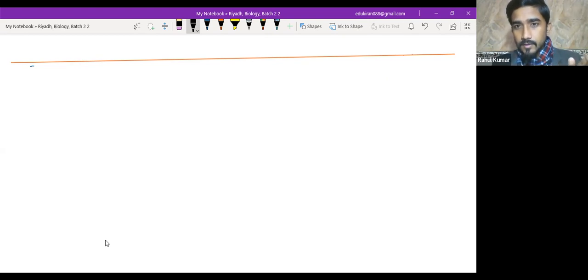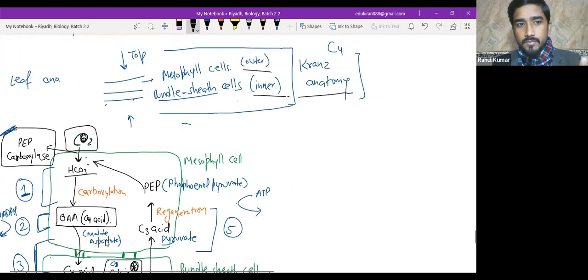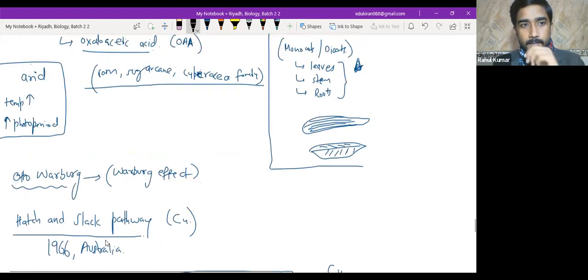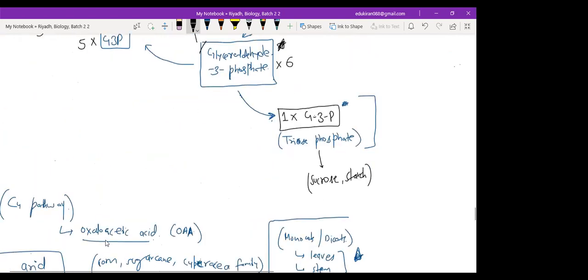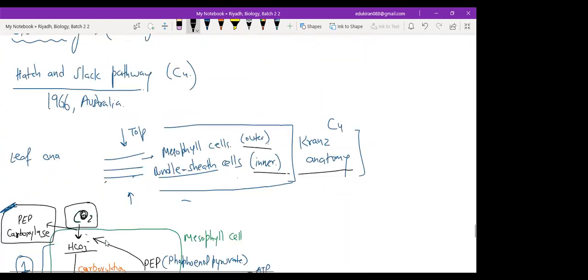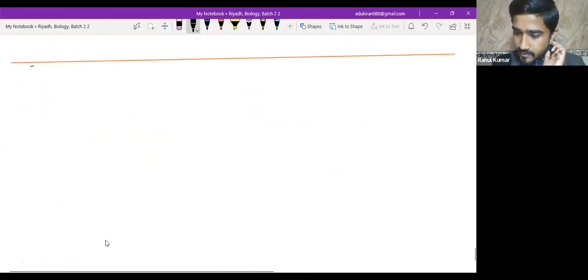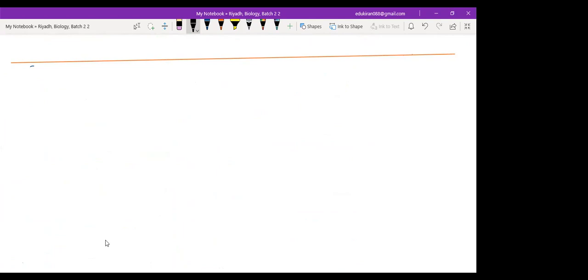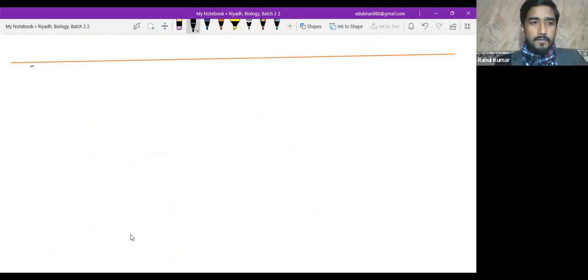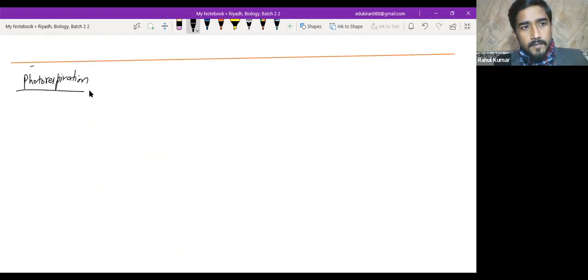Is it clear or not? Should I go over photorespiration once more, or is it clear? I was not there. It's not clear? You have written photorespiration in the last class? No, sir. Okay. So let's get into some details of photorespiration. Write down photorespiration. Let's spend 5-10 minutes here.